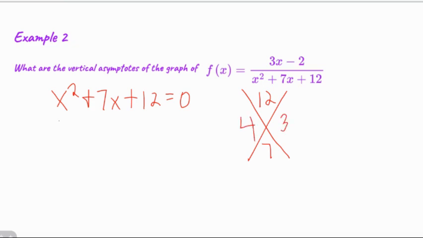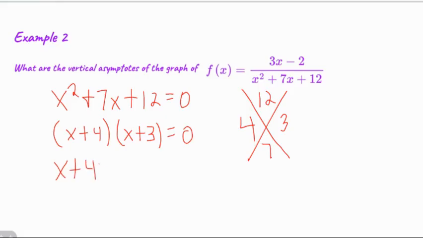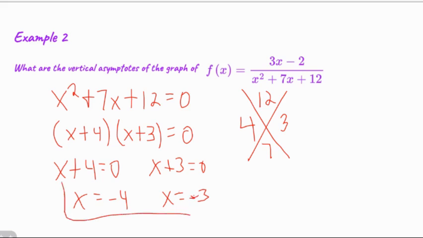So factoring the quadratic, we get x plus 4, x plus 3 equals 0. And then in the solving process, this is where we would set x plus 4 equal to 0 and x plus 3 equal to 0 using the zero product property. So I'm going to save myself a little bit of time. We get x equals negative 4 and x equals negative 3. So for a quadratic in the denominator, there we go, we actually have two vertical asymptotes.